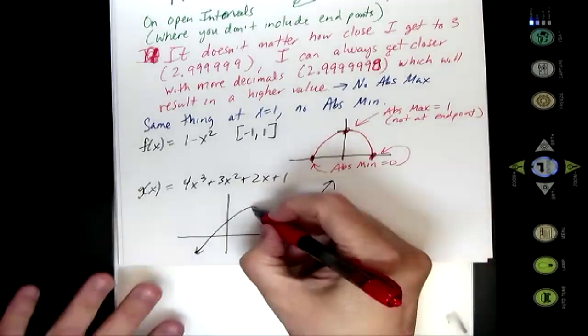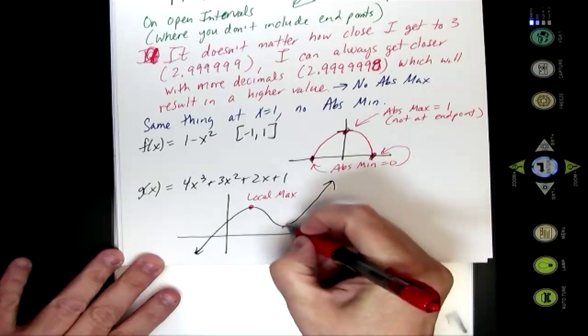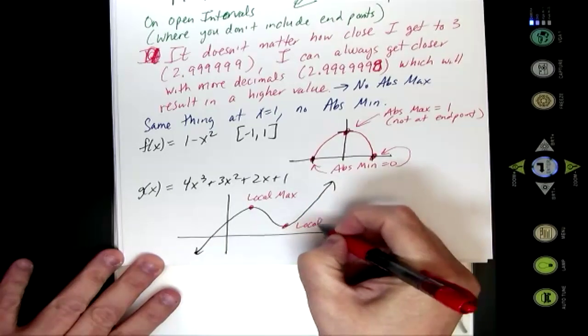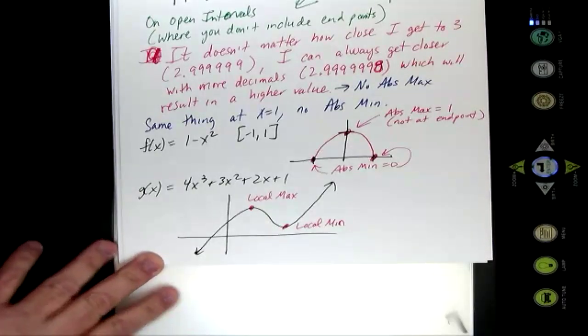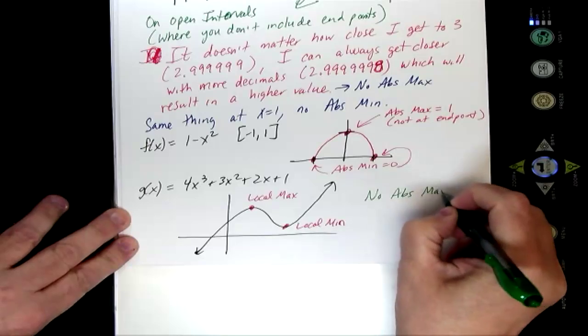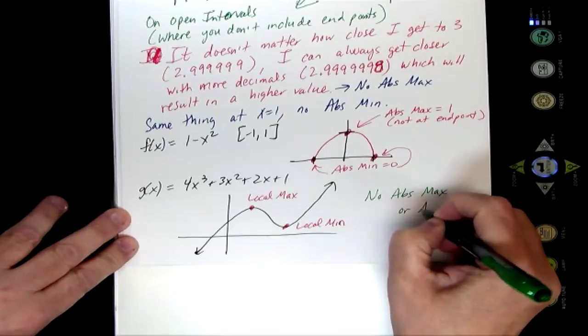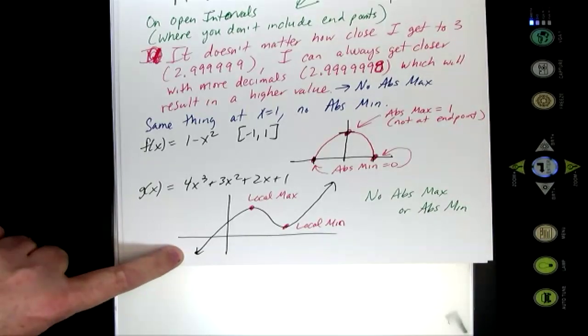We have a local max here. We have a local min here, wherever they are, we can find them with the derivatives. But there is no absolute max or min, because it keeps going downward to the left and keeps going upward to the right.